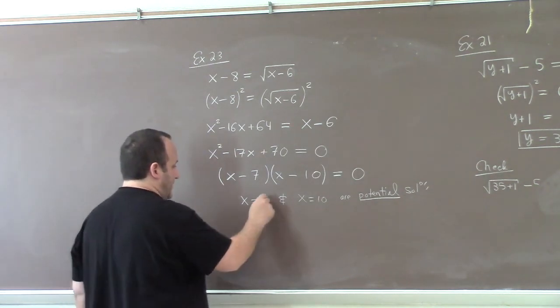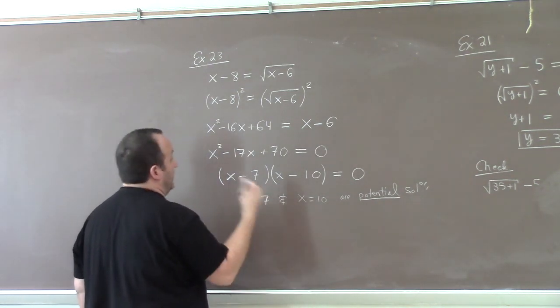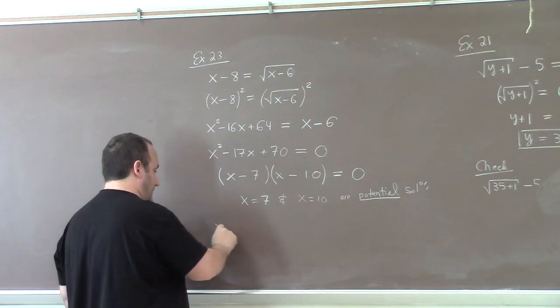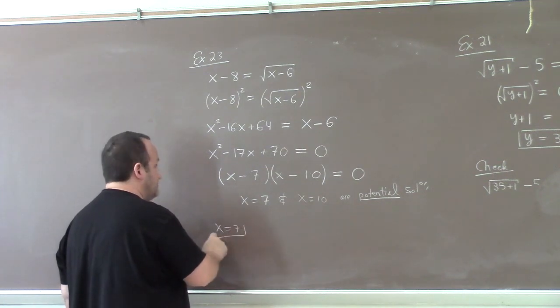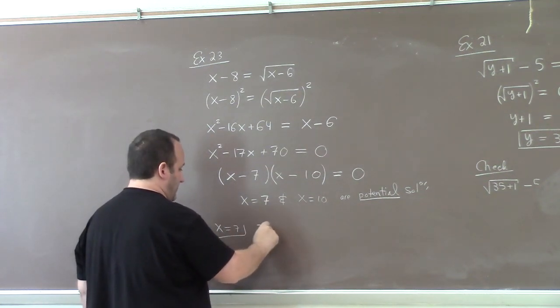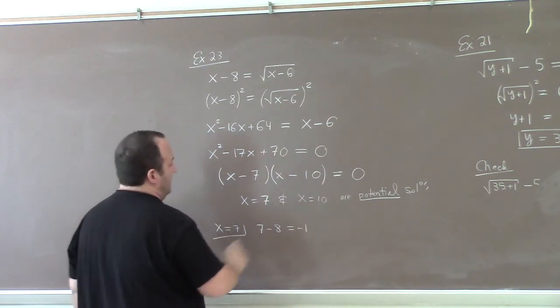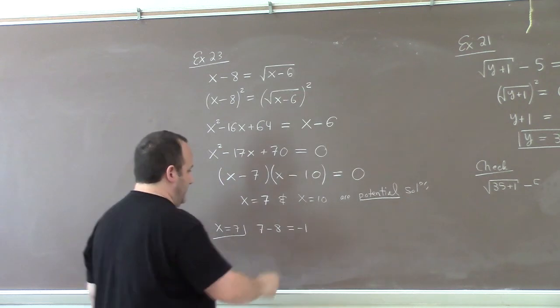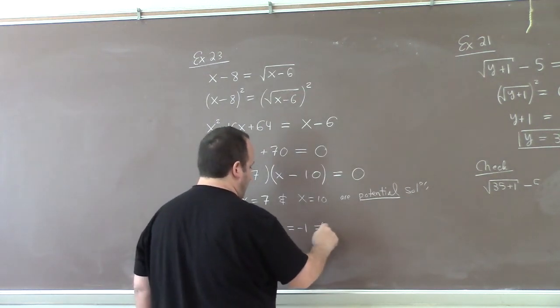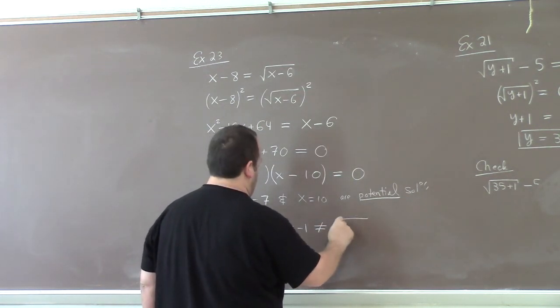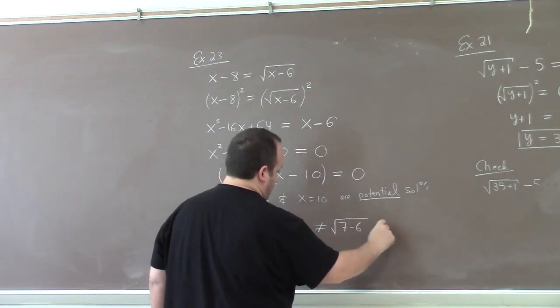Well, we've got to go back and plug it into the original problem before we squared it, right? So we look at x equal to 7. We get 7 minus 8, which is equal to minus 1. And at that point, we know that that's not going to be equal to the square root of 7 minus 6, which is equal to 1.